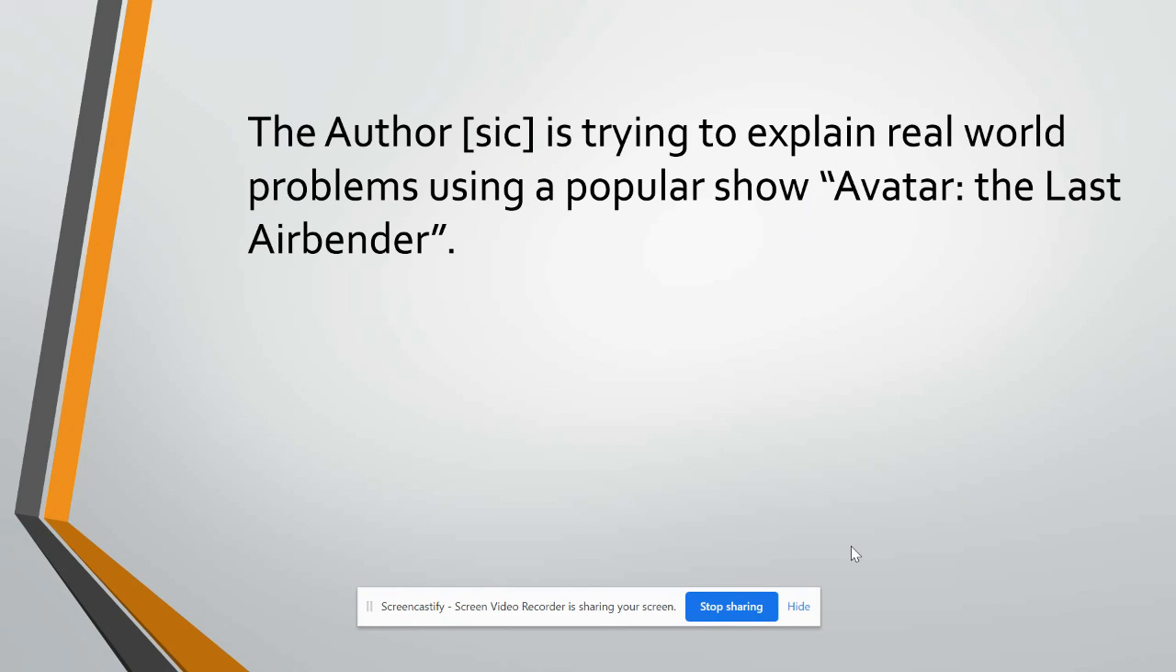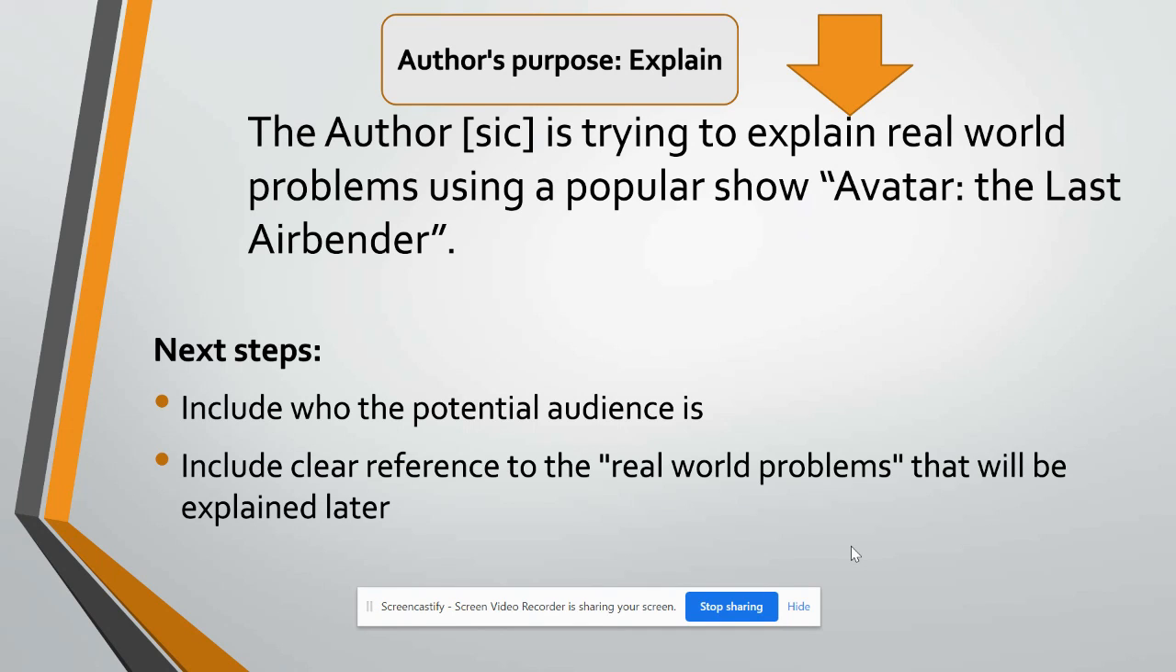The brackets with SIC indicate that this is the original form of the example that I took from student work. In this case, it indicates that there is an error, which is author should not be capitalized. So let's take a look. This focuses on the author's purpose to explain. And this claim has next steps are to include who the potential audience is as part of the prompt, and to include a clear reference to the real-world problems that will be explained later in the paragraph.